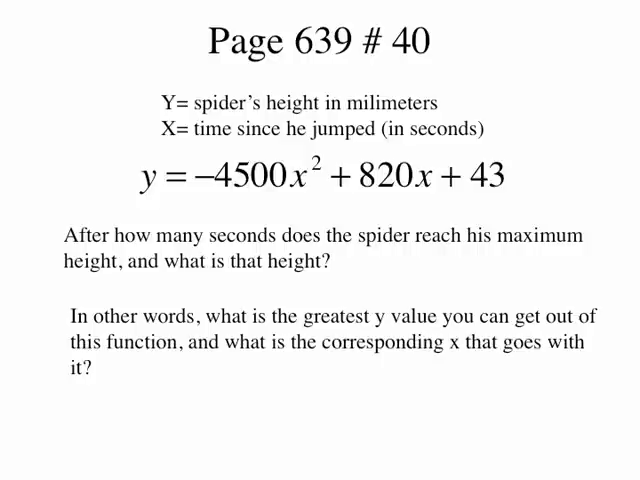So the question asks, after how many seconds does the spider reach his maximum height, and what is that height? So y represents the spider's height. So I want to know, what is the greatest value I can get for y out of this equation? What number do I have to plug in for x that makes y be the biggest it could possibly be? And then it says, what is that height? Well, that height is going to be whatever that biggest value of y is. In other words, what's the greatest value we can get out of this function? What's the greatest y, and what's the corresponding input, x, that goes with it?